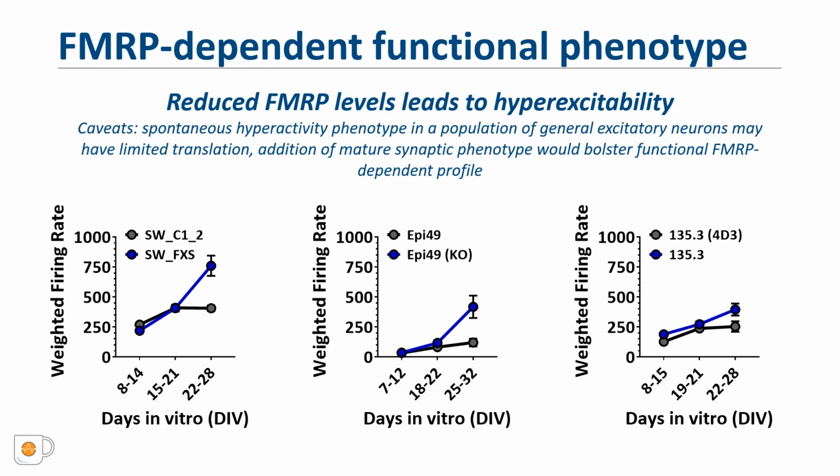to neuronal hyperexcitability. In these graphs, the neurons lacking FMRP are shown in blue, and the neurons expressing FMRP are shown in gray. The x-axis denotes the time in culture, and the y-axis shows the average weighted firing rate per well, which was calculated as the product of the spontaneous spikes per minute and the number of active electrodes in the well.